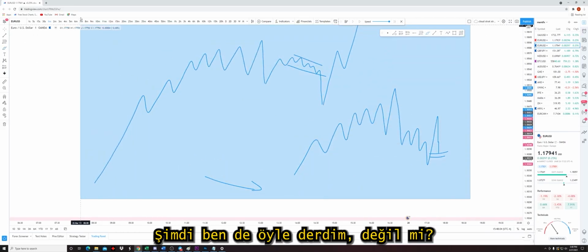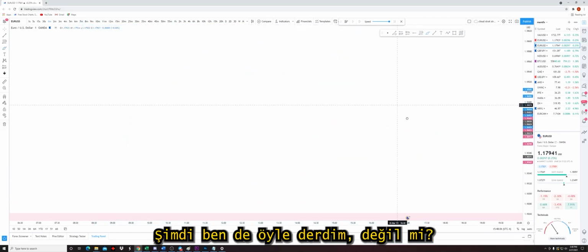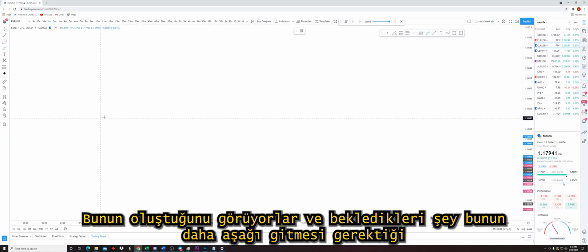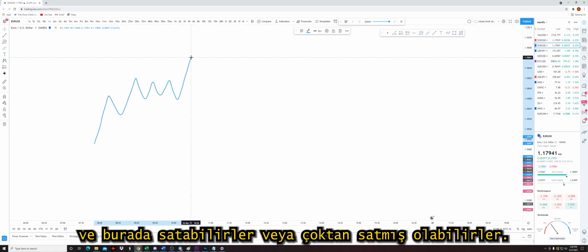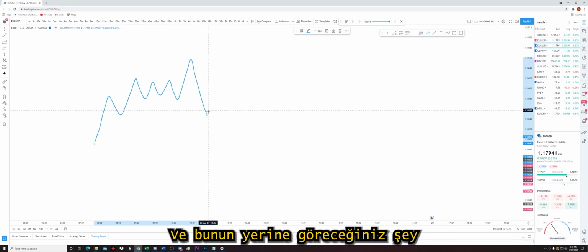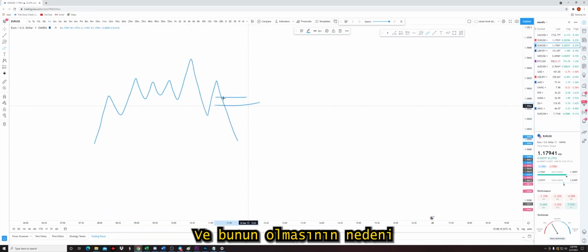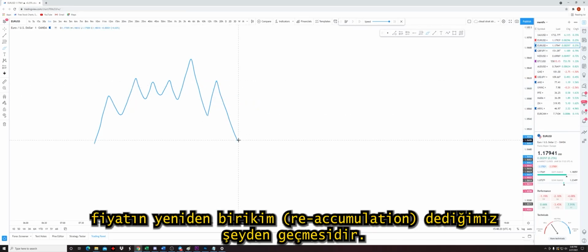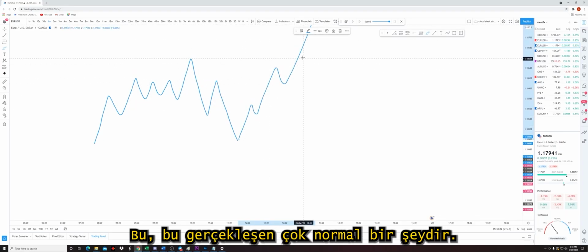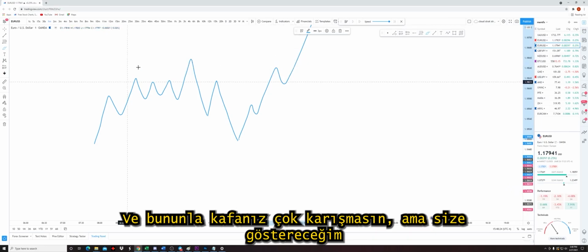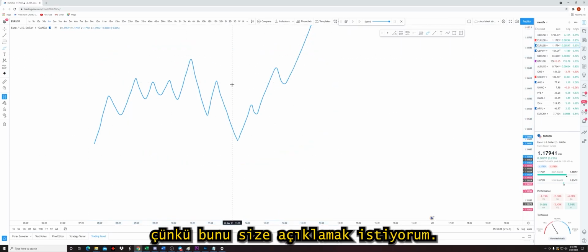One of the largest problems that many Wyckoffian traders or students run into is that as they see something like this forming, you might all agree this is a distribution. I would too. They see this form, and what they expect is this is supposed to go lower, and they might sell here, or they might have already sold, and instead what you'll see is something of this nature. And the reason this happens is because price undergoes what we call a reaccumulation. This is a very normal thing that happens.